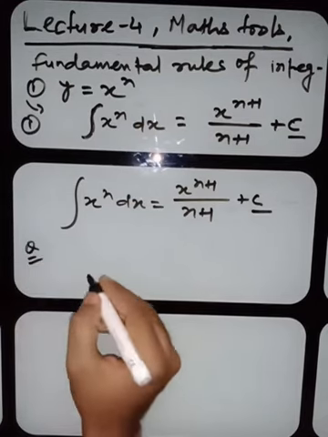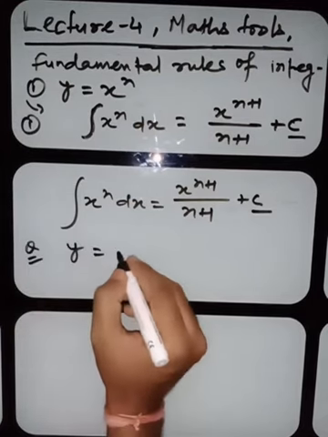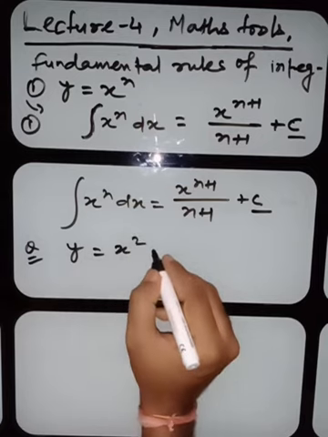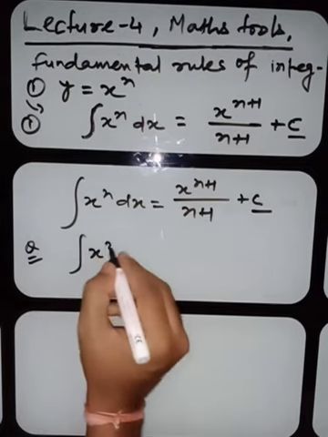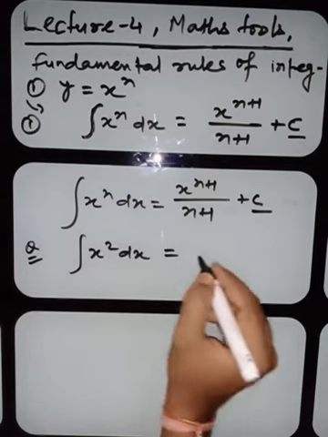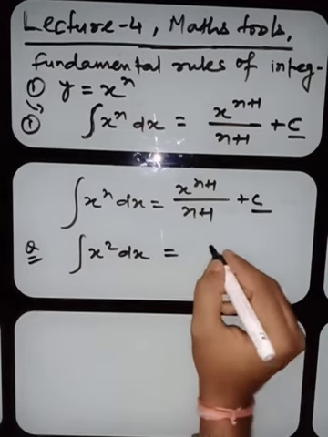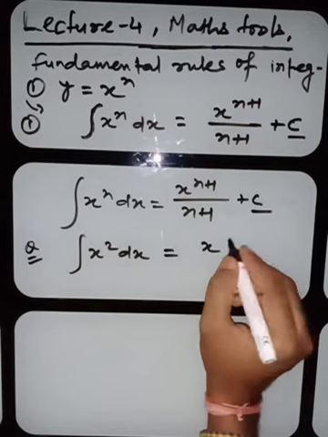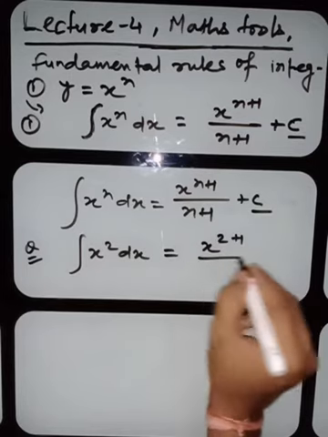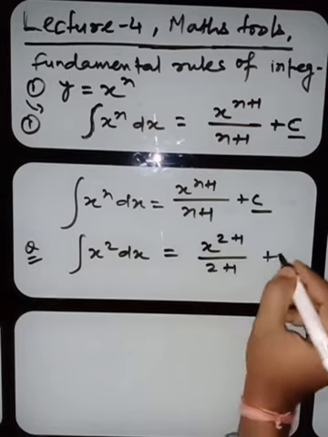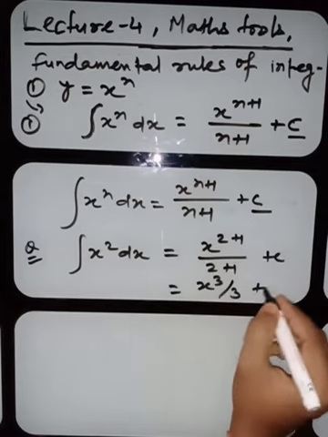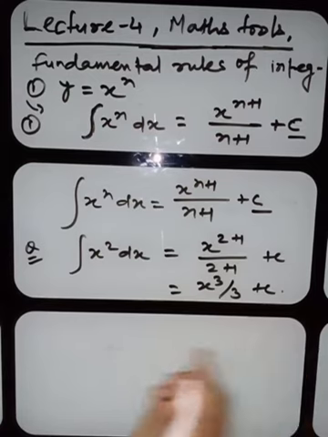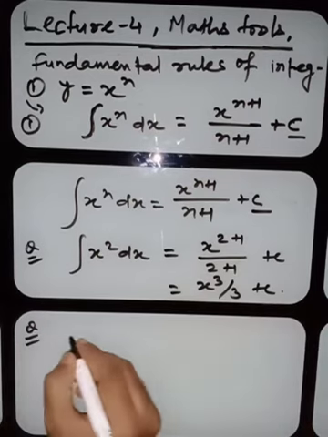The first question: if y is equal to x square, let me write directly, find the integration of x square dx. So what will be the answer, my dear student? x to the power n, what is the value of n? 2. So 2 plus 1 divided by 2 plus 1. So the answer is x cubed by 3. This is the answer.